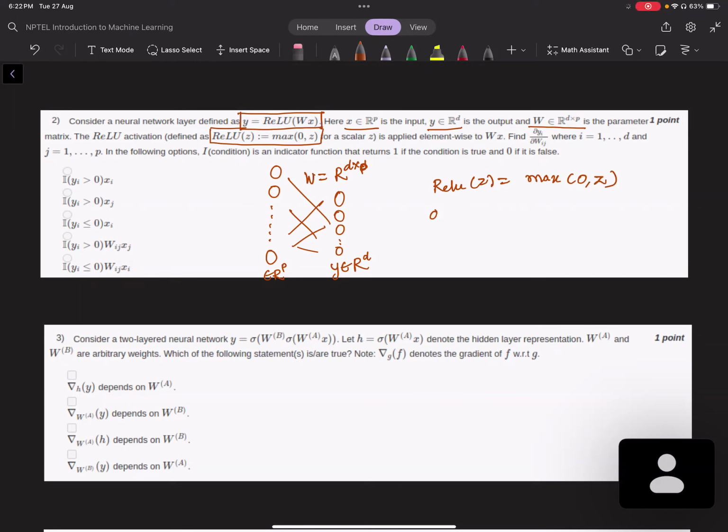So if we find the partial derivative of yi with respect to wij, I can write y equals ReLU of w times x, where w is d cross p and x is p cross 1. Hence, y would be d cross 1. Let's write this in detail.